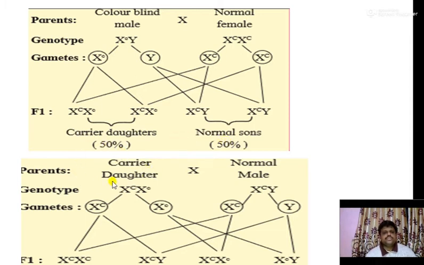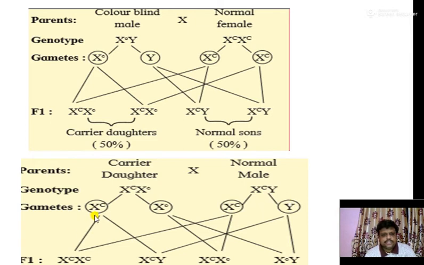Now let us move towards one more ratio. When this F1 carrier female marries a normal male from another family, they will produce gametes like this. This carrier daughter will produce the first gamete, XC. This gene is dominant, no doubt, while this one is a recessive gene. Then this male will produce the first gamete, XC. Don't forget, this gene is a dominant one. And the remaining gamete has a Y only.